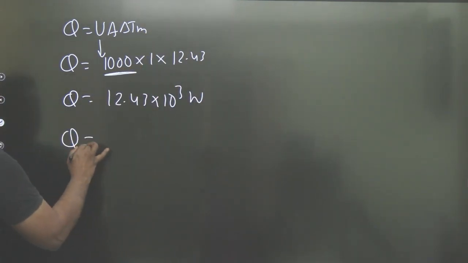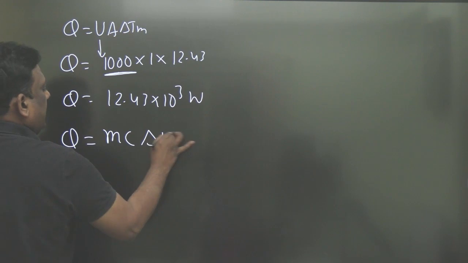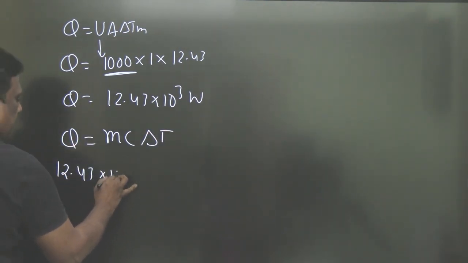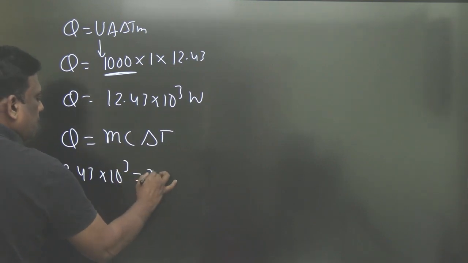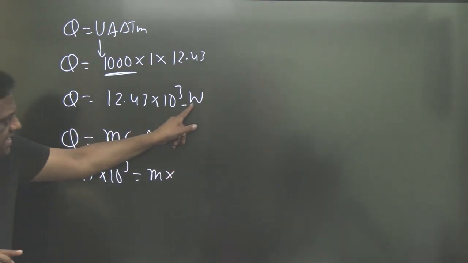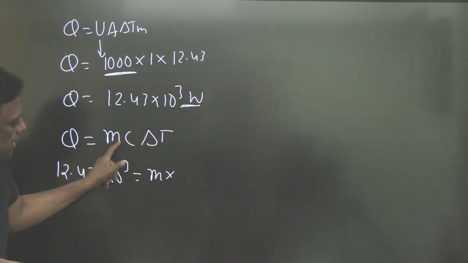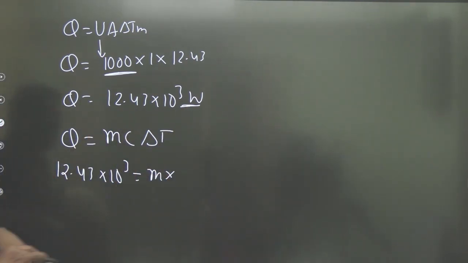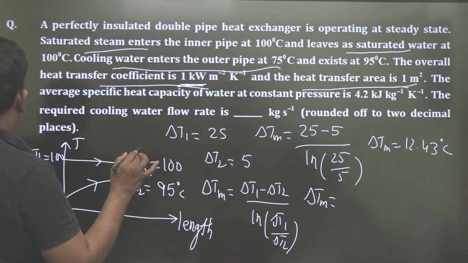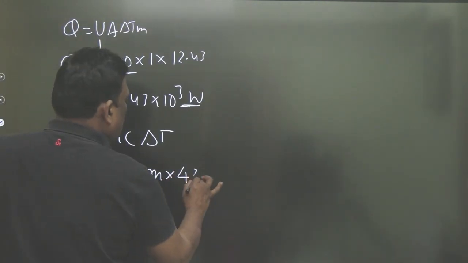But you know Q is equal to m c delta T, and Q is 12.43 into 10 power 3, equal to the mass flow rate of water times the specific heat. And here you are going to commit a mistake. As this is in watt, keep the specific heat of water in joule, not kilojoule. So what is the specific heat given? It is not given, but 4.2 is no problem. So 4200.